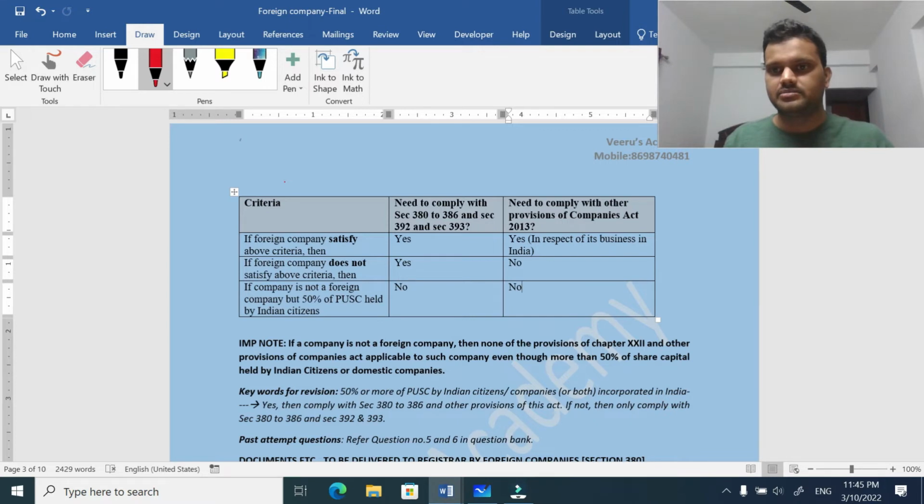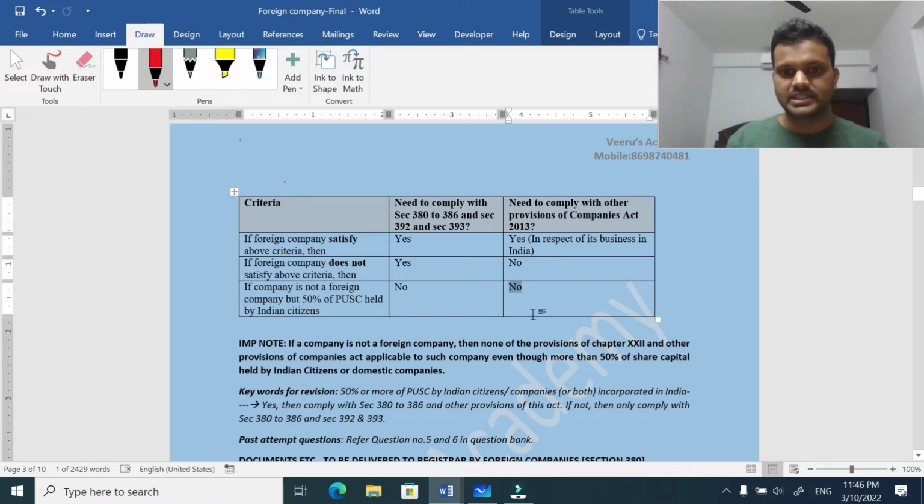People sitting in India can purchase shares in companies which are just incorporated outside India. That doesn't mandate the company to comply with Indian tax laws or Indian company law, right? So it need not follow the Indian compliance requirements.